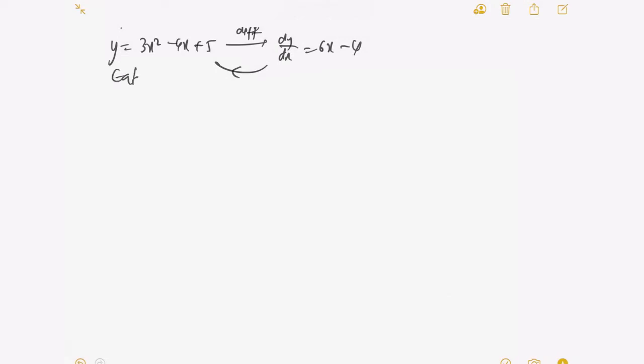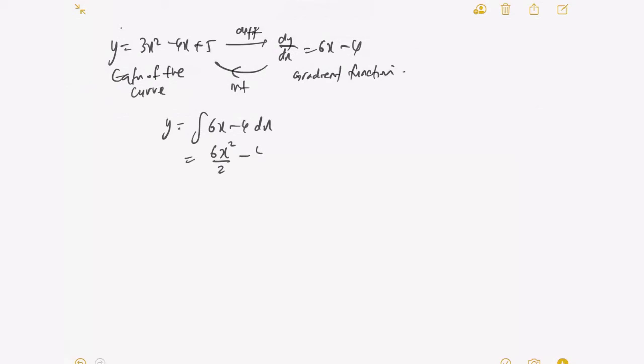This is called the equation of the curve. This is called the gradient function, because it's a function that represents the gradient of the curve. At different x values, you have different gradients. So now, to integrate this, we have to write the integral of 6x minus 4 dx. Now take note, when you integrate 6, we copy 6, copy x, increase the power by 1 to 2, divide by 2. Integrate 4, you get 4x plus c.